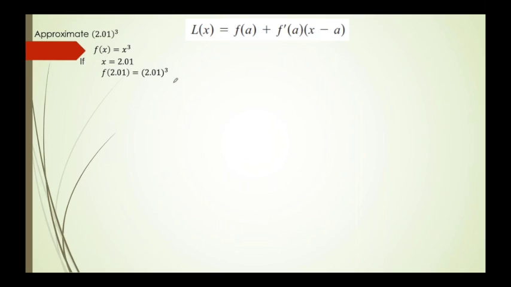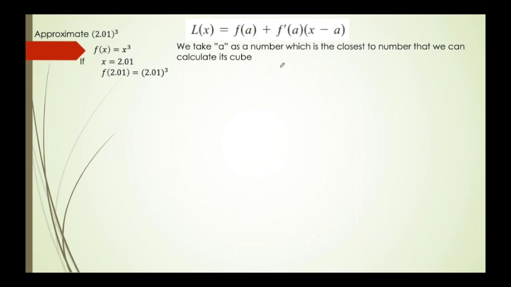And next, we need to find a. We take a as the number which is closest to the number, and whose cube we can calculate. So what's the number that we know its cube, and it's close to 2.01? It is 2. And therefore, we take a equals 2. Next, we find f of a, which is a cubed, and f of 2 equals 2 cubed, which is equal to 8. Next, we need to find the derivative of the function.